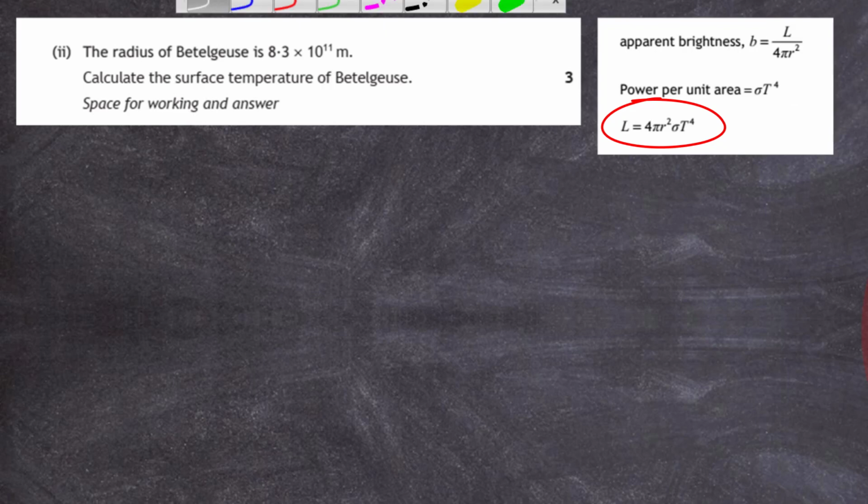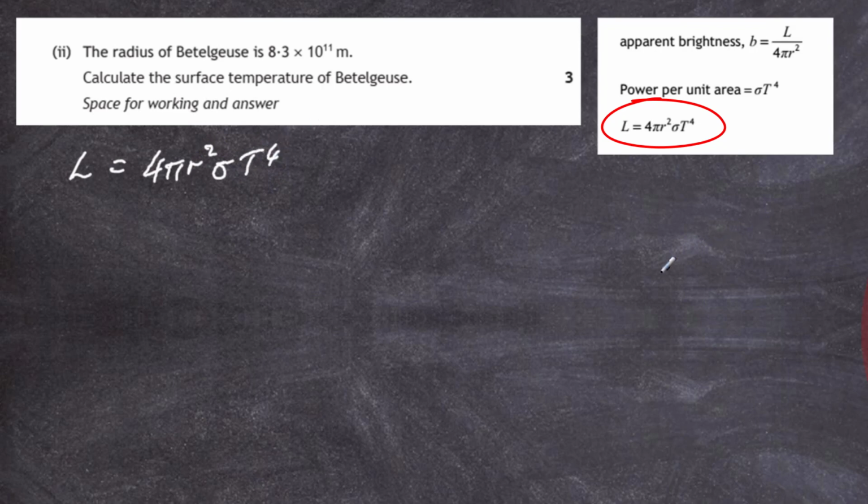That's the equation there. L equals 4 pi r squared sigma T to the 4. So we'll mark that down then. L, the luminosity of Betelgeuse, is 4 pi r squared, r being its radius, times sigma, the Stefan-Boltzmann constant, times the temperature to the power 4.